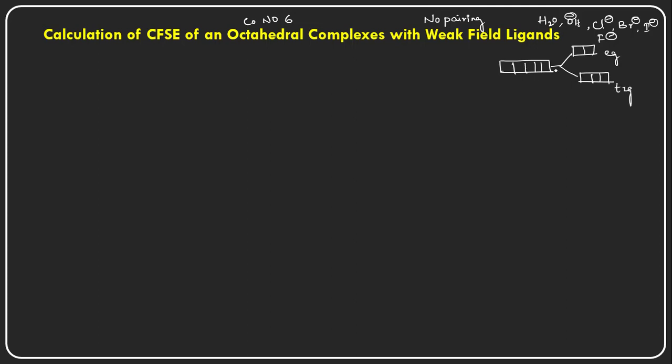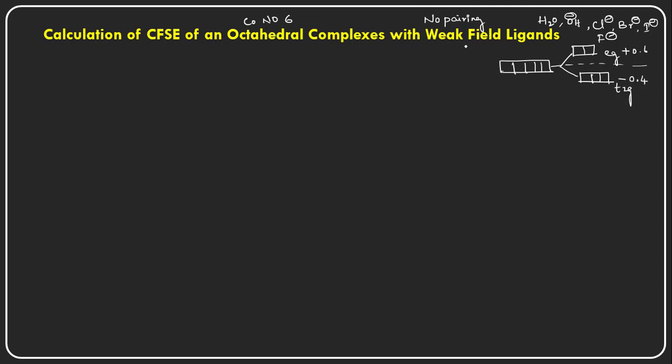So the first electrons will enter into the T2g orbital, and the fourth electron will enter into the higher energy level only; it will not be paired in the T2g orbitals. Each electron present in the T2g orbital will acquire minus 0.4, and each electron present in the Eg orbitals will get plus 0.6 delta naught energies, right? So this is how the crystal field splitting takes place in octahedral complexes.